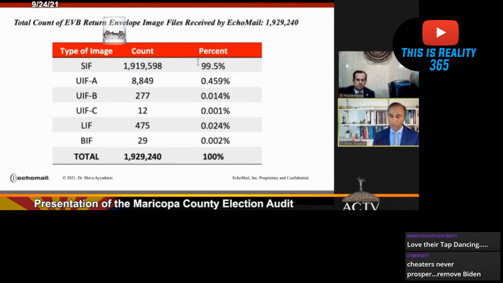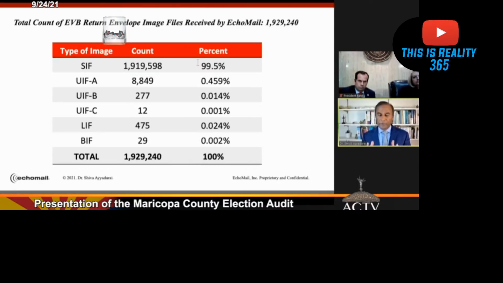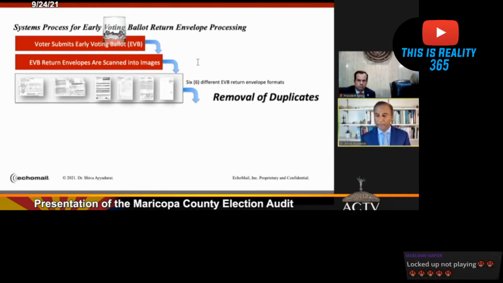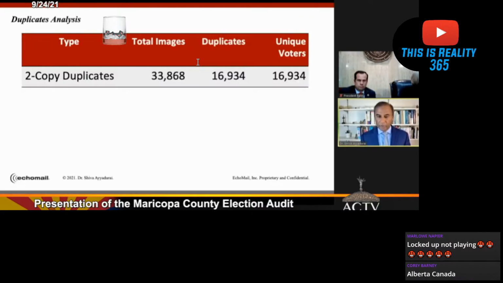So for the audit, we were provided by the Arizona State Senate 1,929,240. And these were apparently all the EVB return envelopes that Maricopa County got. Okay. What we noticed when we looked at this, which was fascinating, I guess it wasn't an anomaly, but something we were a little bit surprised by, because we thought the duplicates would have been removed, but there were duplicates in here. So we had to remove duplicates. So out of those set, there were duplicates. So these were the duplicates.